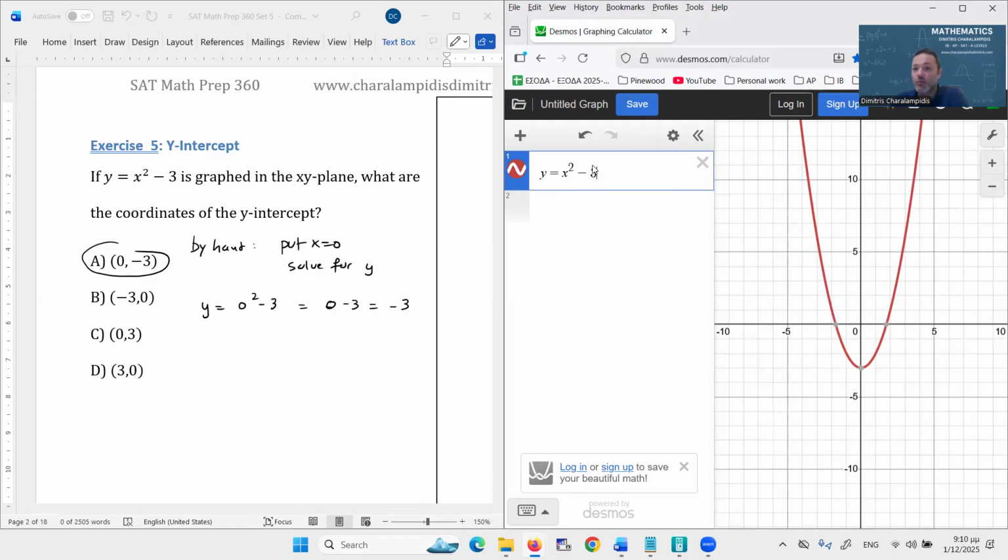The y-intercept is the point where our graph intersects with the y-axis. It's over there. And Desmos can give me directly the coordinates of this point, which is (0, -3), and which, once again, satisfies the condition that A is the right answer here.